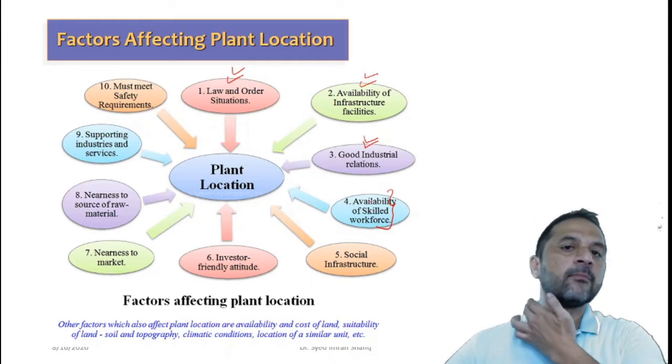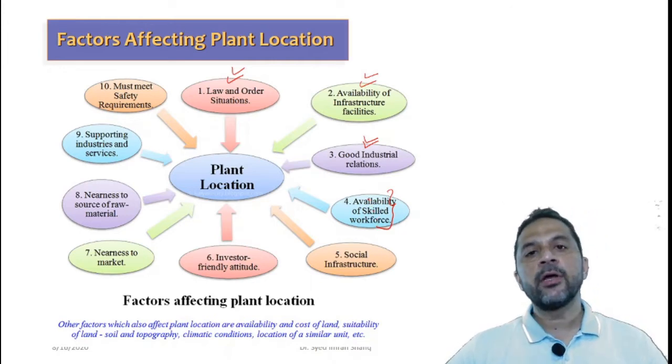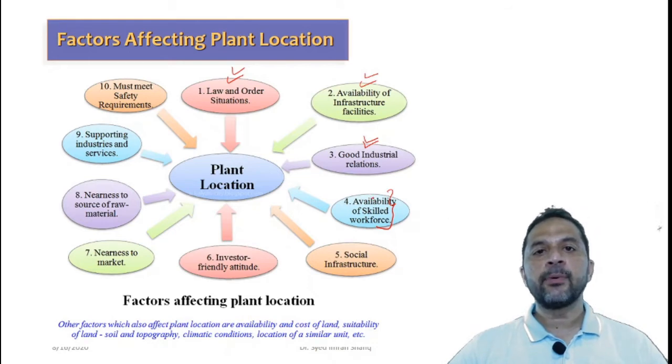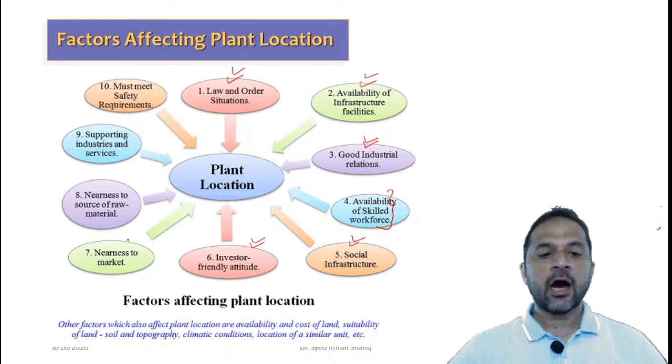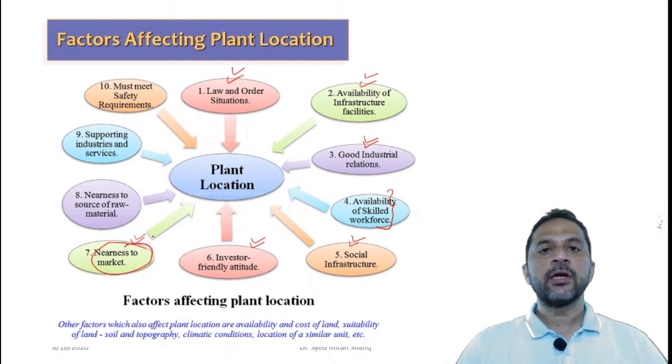There might be a scenario in which you can get very cheap land, but there is scarcity of skilled labor force, so it will not serve you much. So it should be a balance between all these factors. Then what is the social structure of that place? Is an investor friendly attitude there in that region? Then how near is it to the market? You produce it and you want the market to be nearby so that transportation cost can be minimized.